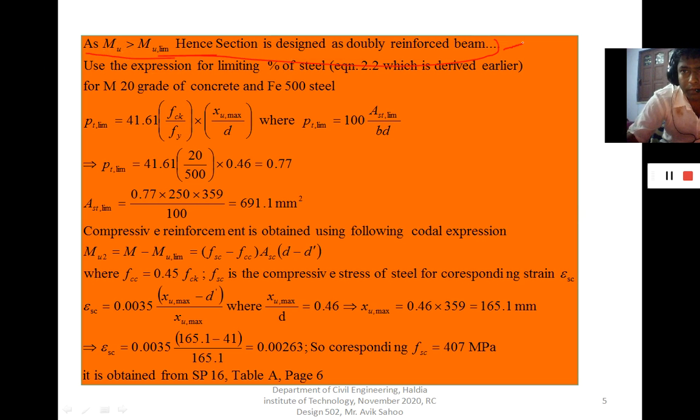And also the depth is limited, we cannot increase the depth. So in that case we have only one option, that is a doubly reinforced section. So we should design the beam as a doubly reinforced section.